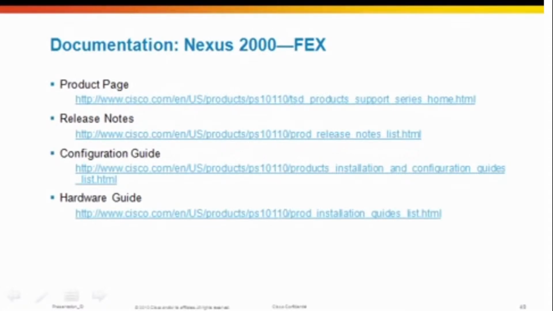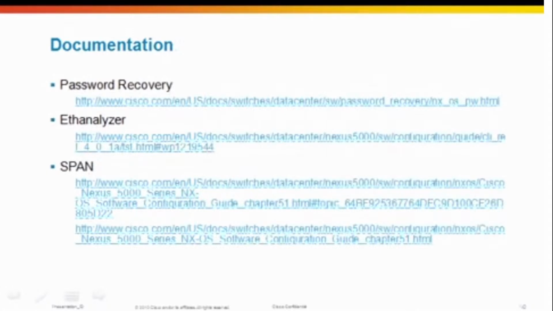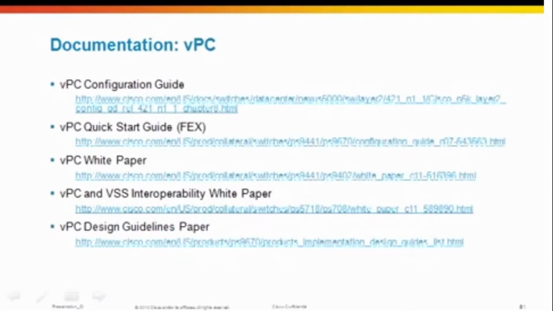and a few other things we covered today: password recovery, ETH analyzer, SPAN, and finally, about vPC, the configuration guide, the quick start guide. I encourage you to look at the quick start guide if you're new to vPC. It's very well summarized. The white paper, and at the very end, the design paper. So this is a very good document that will cover the designs we talked about today, and how all things come together and what design to use to meet your business needs. And this will conclude my presentation.